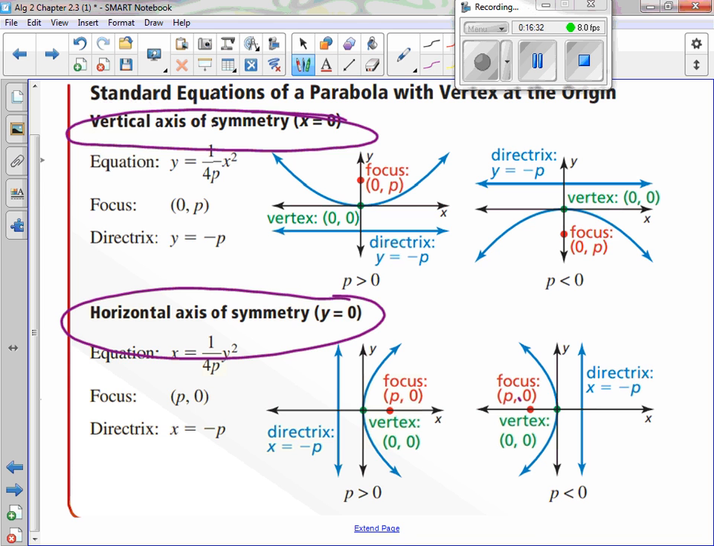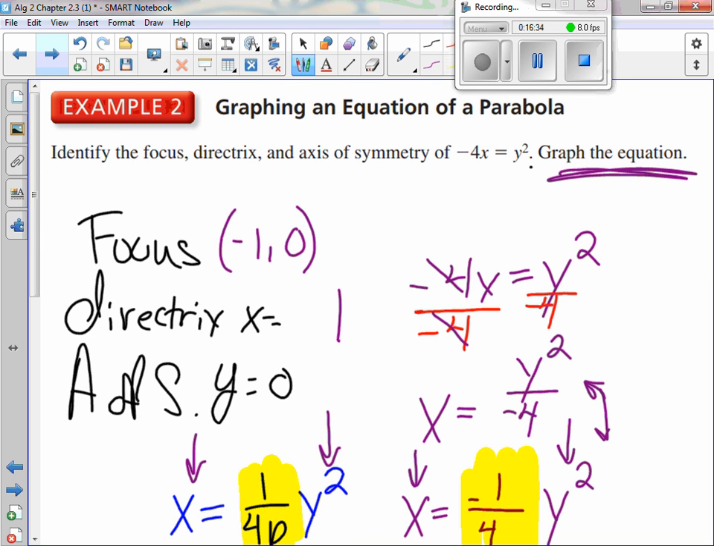So we know it opens left. Looking to see if the focus is negative 1, 0. And the directrix is x equals 1. If those 3 things match up on the graph, it opens left. It has a directrix of x equals 1 and a focus of negative 1, 0. That's the correct graph. Does that make sense? Yes? Okay, let's do another one.